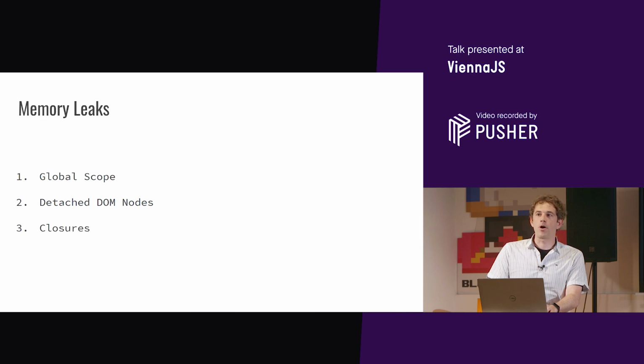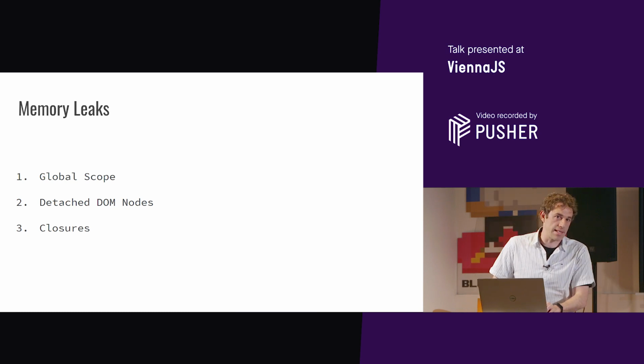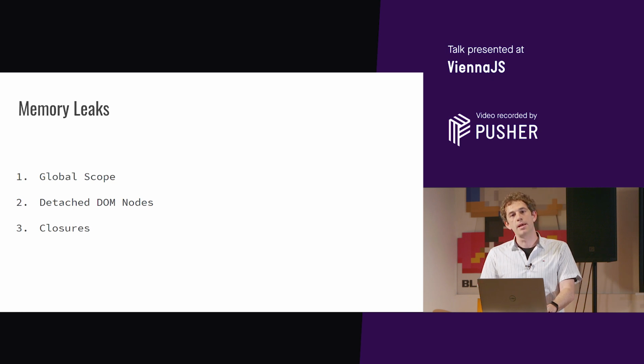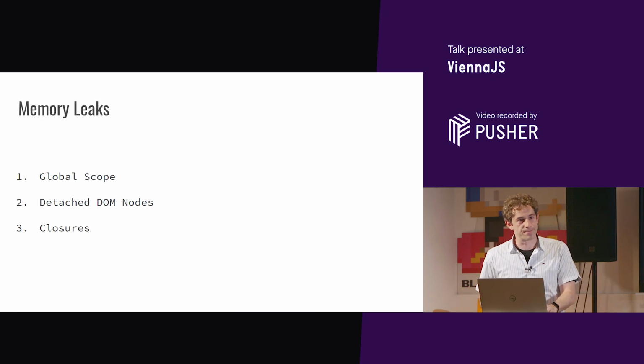Then we have also another problem which comes with detached DOM nodes. We have to know that the rendering engine itself also has a separate garbage collector, and the garbage collector for the rendering engine works like this, that it removes all the nodes that are not part of the DOM anymore. But what can happen now is that in JavaScript we have a reference to one of these DOM nodes, and then the garbage collector of the rendering engine knows that there is a reference from JavaScript and can't remove it.